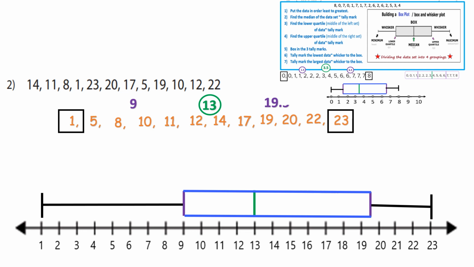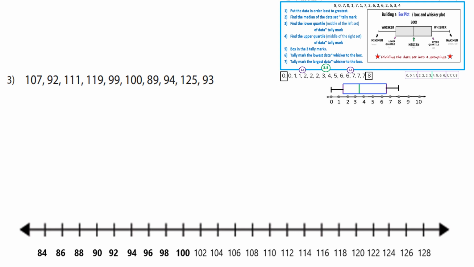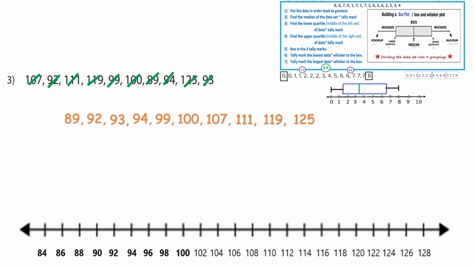Let's practice one more together before I turn you loose on your own. So on set 3 on the back, I have a bigger number line because we have bigger numbers, but it's still going to be done the exact same way. We start with step 1, which is putting them in order from least to greatest. So I go from 89 to 92, 93, 94, 99, 100, 107, 111, 119, and then 125.